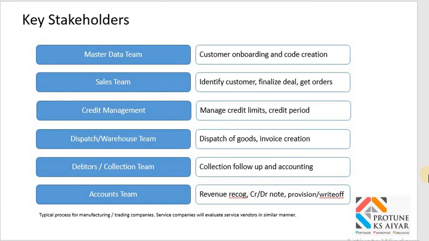Most companies would have a very strict view on write-offs, and these write-offs would happen post the approval at the highest level, at the MD or the CFO level. So this is a typical O2C workflow. I hope you have a broad level understanding as to how the O2C process works.